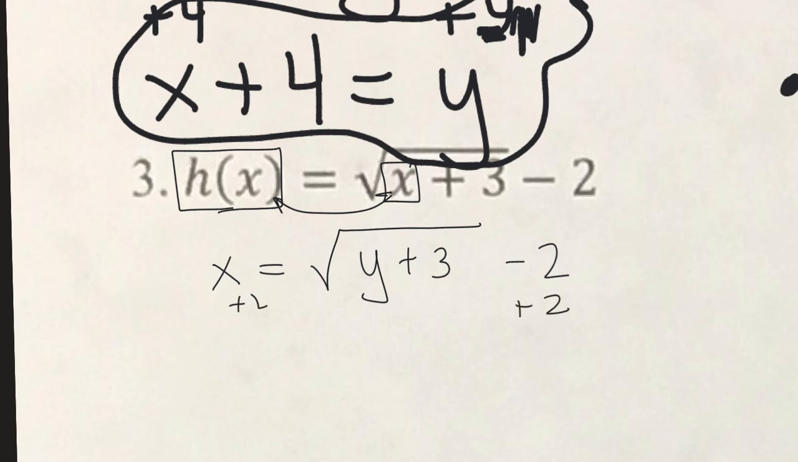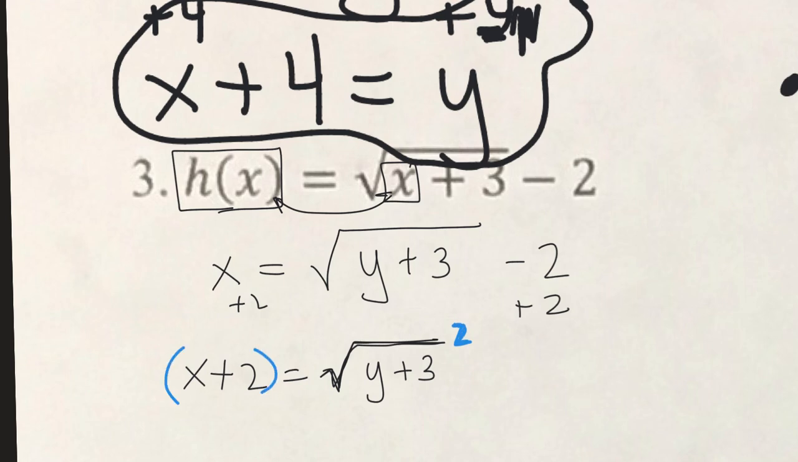So we're going to add 2 to both sides. x plus 2 equals square root y plus 3. And now we have to deal with our square roots. How do you undo a square root? Well, we square it. So we put a little 2 here, and you put everything in parentheses, and you put a little 2 there. Okay?